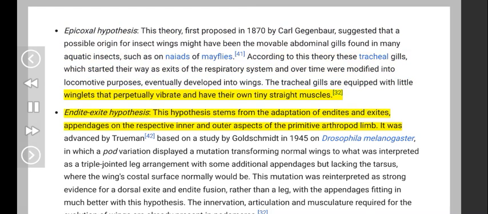Endite-exite hypothesis. This hypothesis stems from the adaptation of endites and exites, appendages on the respective inner and outer aspects of the primitive arthropod limb.